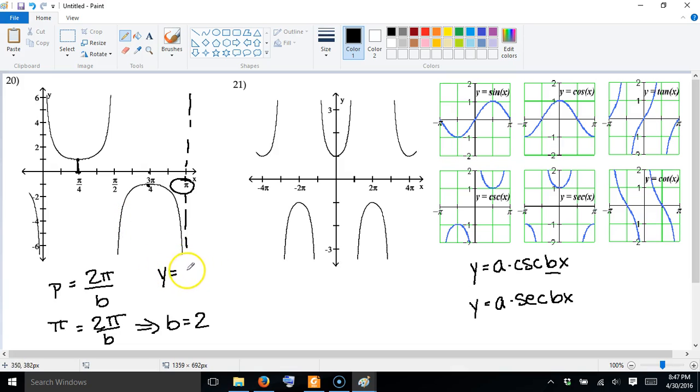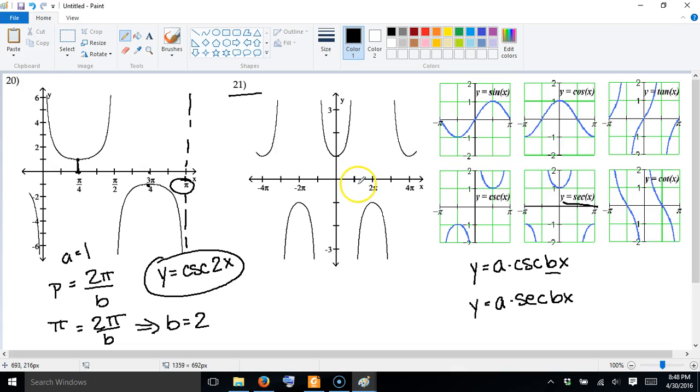Let's write this out. Our value of a equals 1. We're going to have a cosecant function of 2x, because that's our b, x. And we're done with that one. All right, number 21 here. It looks like we have a secant function.